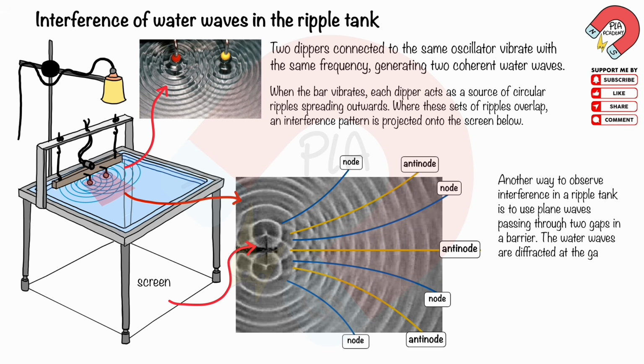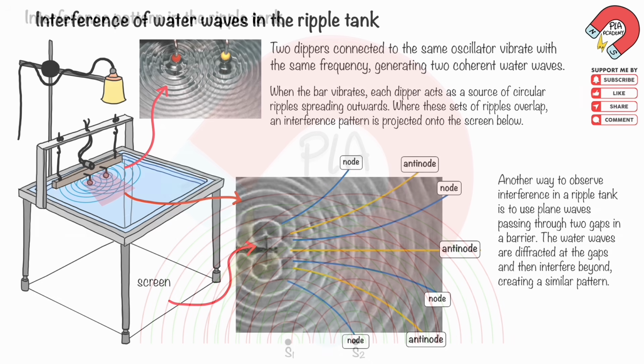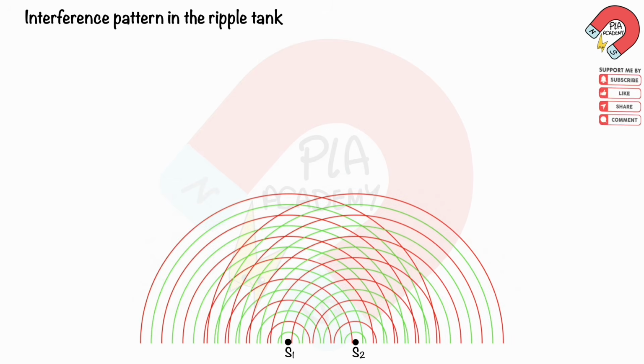Another way to observe interference in a ripple tank is to use plane waves passing through two gaps in a barrier. The water waves are diffracted at the gaps and then interfere beyond, creating a similar pattern. The interference pattern in the ripple tank.